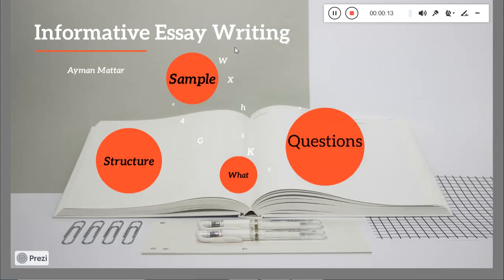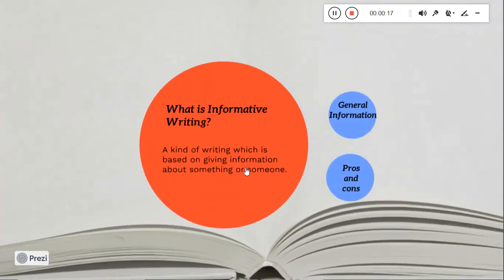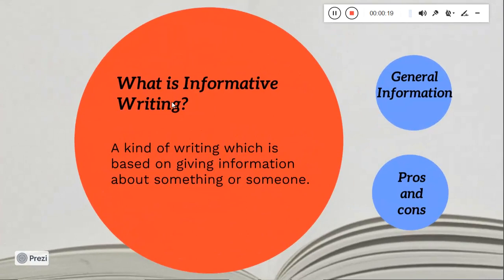Then let's begin. Let's start with the word "what." What is informative writing? It's a kind of writing which is based on giving information about something or someone. From its name, informative, it means it is mainly based on information. So try to avoid giving your opinion about something.